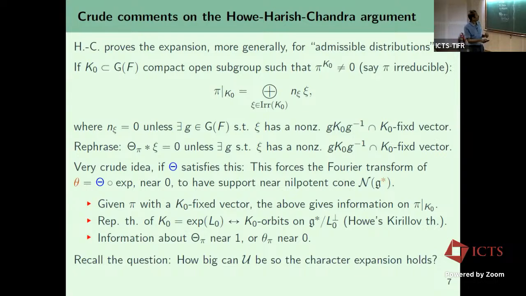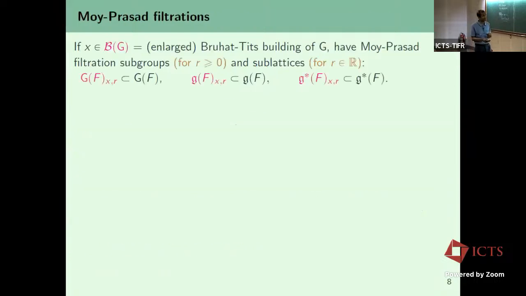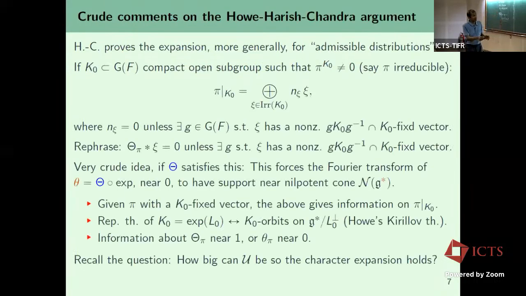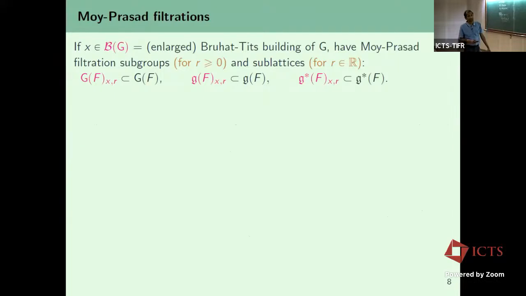Again, recall the question was how big can U be so that this character expansion holds? For that we need to understand open neighborhoods of the identity. We need to have a handle on them. What sort of open neighborhoods of the identity are in play?